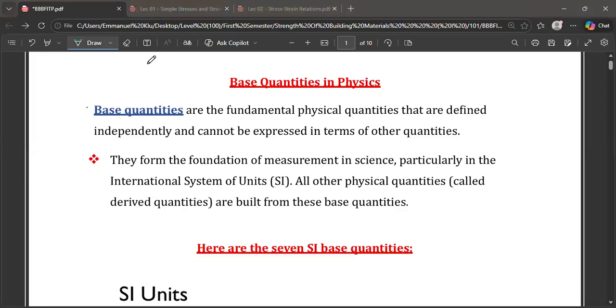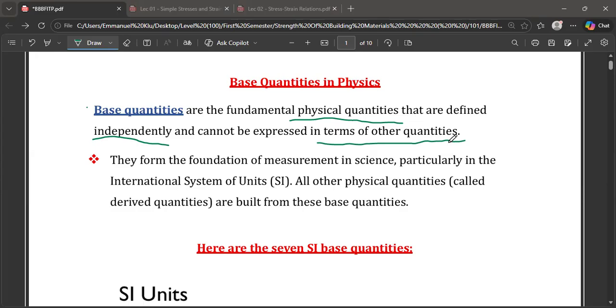All right. So as we were saying, base quantities in physics are the fundamental physical quantities that are defined independently and cannot be expressed in terms of other quantities. If we say they are physical quantities, yes, it's true. Time is a physical quantity that we experience each and every day. Mass, the weight of an object, is also something we experience in our daily life. Independently means they work on their own.